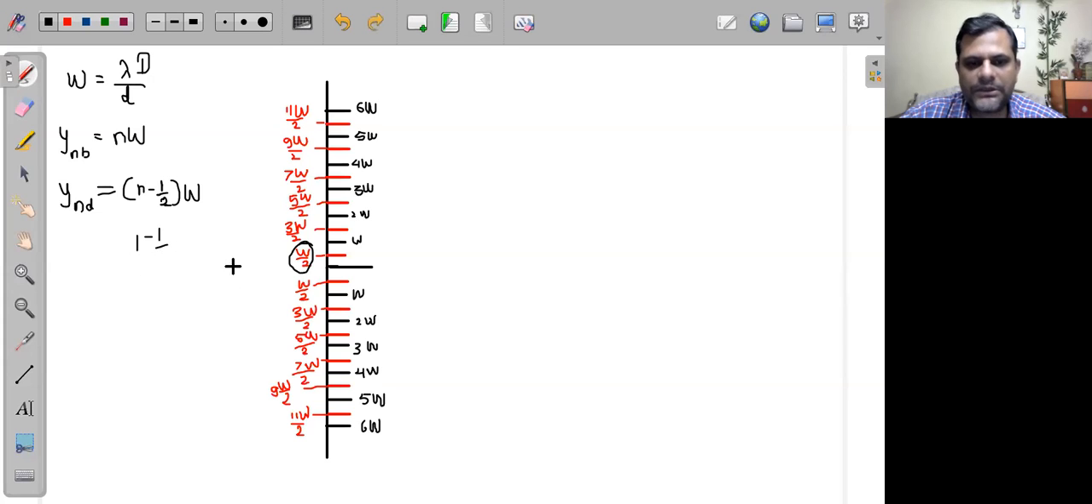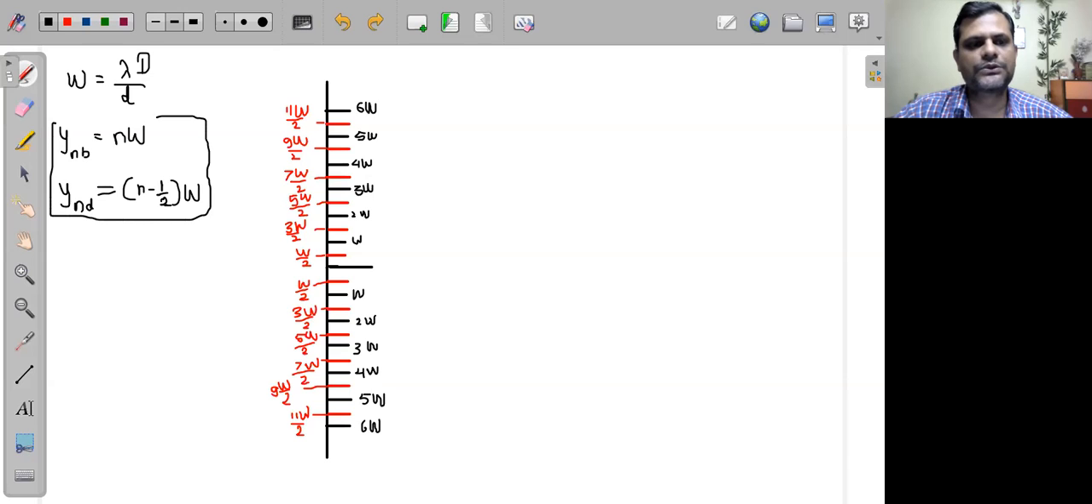Half becomes W by 2, so that is going to be the distance of the first dark band. Similarly, n equal to 2 can be put here to get the distance of the second dark band, which is 3 lambda 3W by 2, and so on. So the distance of all these nth dark bands can be obtained by using this formula on the screen.